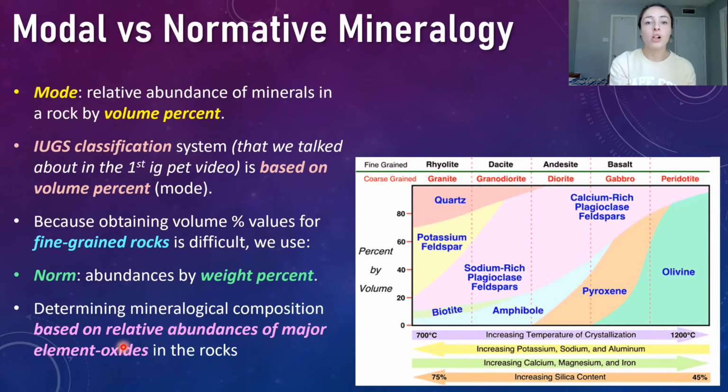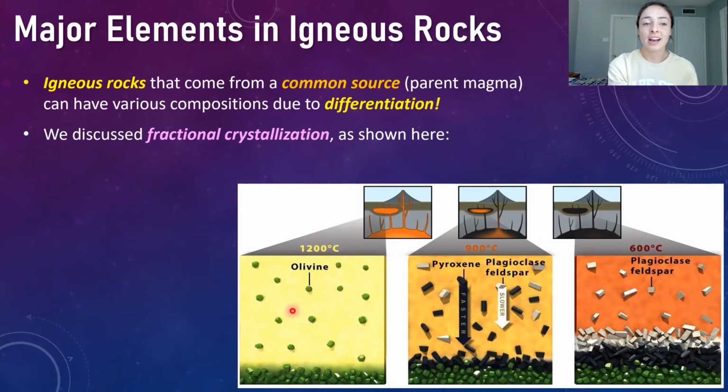And we're going to talk about all of the element oxides we look at today, as well as how we look at them in terms of their relative abundance by weight percent and what this can tell us about the history of formation of that rock and its source magma. So let's get started by looking at the major elements in igneous rocks and how those can tell us about the history of the magma differentiation of the source magma that rock formed from.